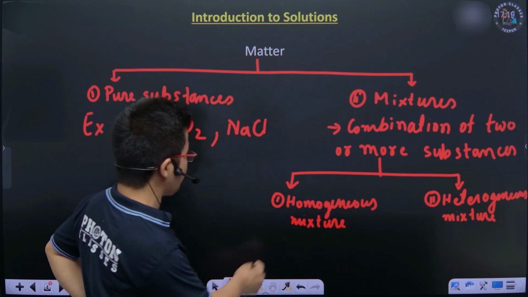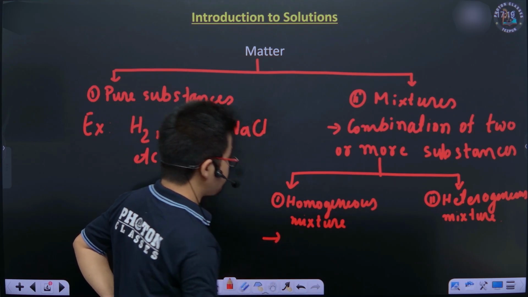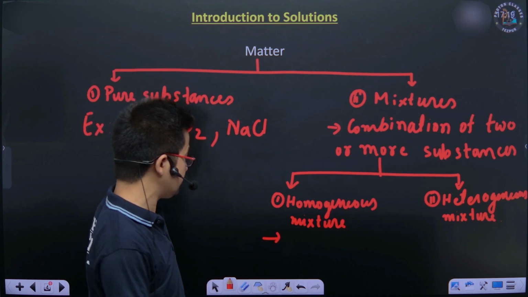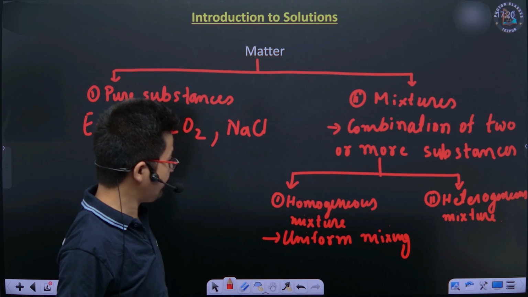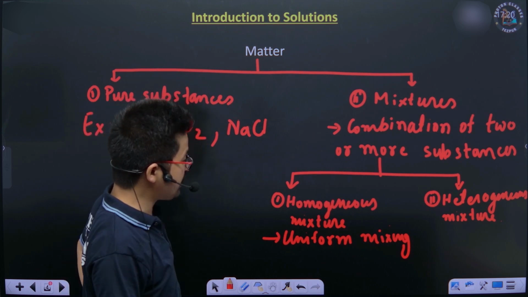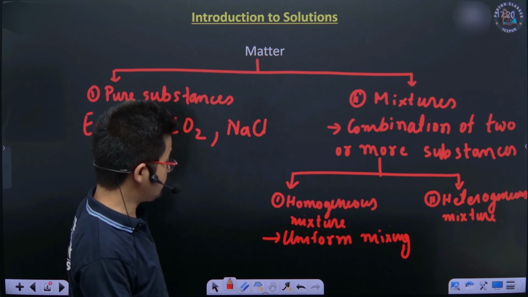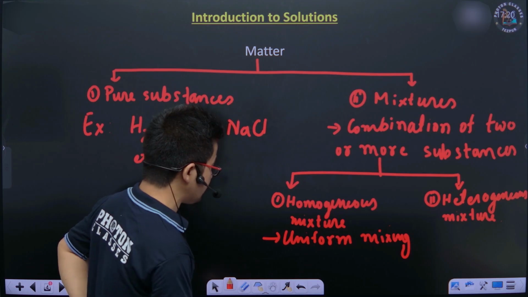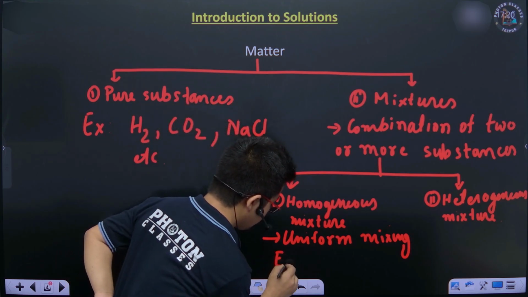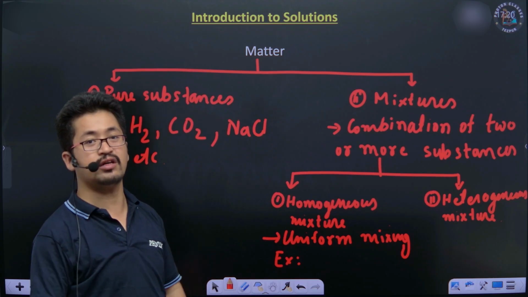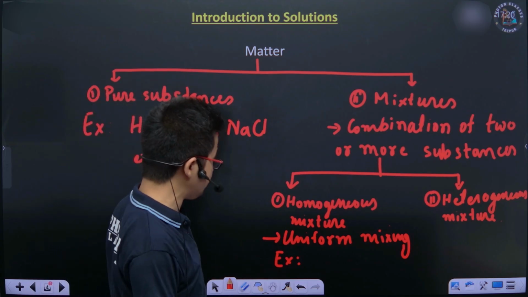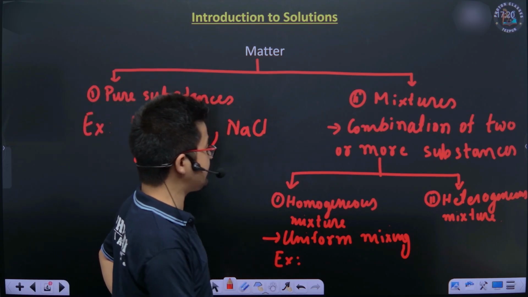In a homogeneous mixture, the pure substances will be uniformly mixed. Here there will be uniform mixing. You can take many examples of homogeneous mixtures, for example sugar solution, sugar in water, NaCl in water. These are examples of homogeneous mixtures.